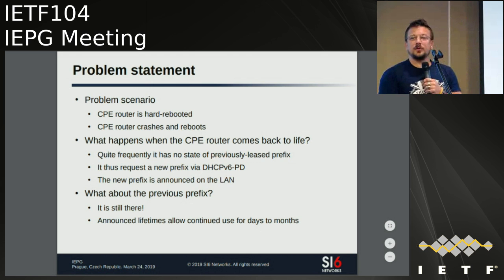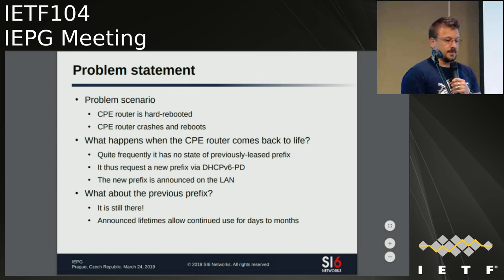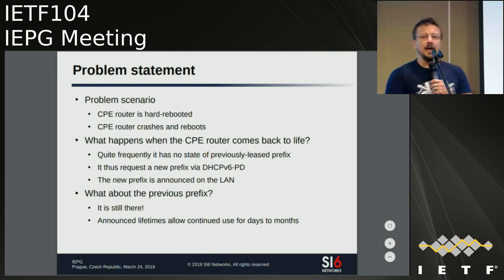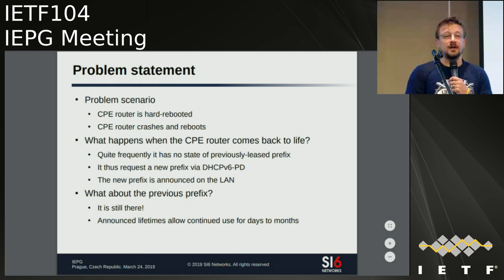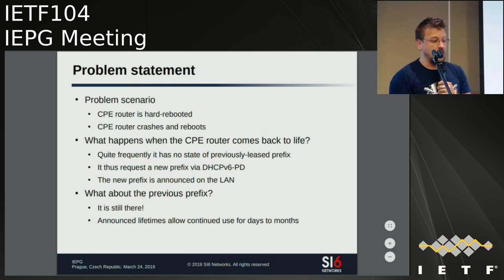So those are among the reasons that might lead to this scenario. So the question is, what happens when, for example, you reboot the CPE router or it just crashes and reboots? Well, quite normally, these devices don't keep any state regarding the prefix that had been previously leased. So normally they will do DHCP prefix delegation again, and depending on the policy of the ISP, they might actually get leased a new prefix.